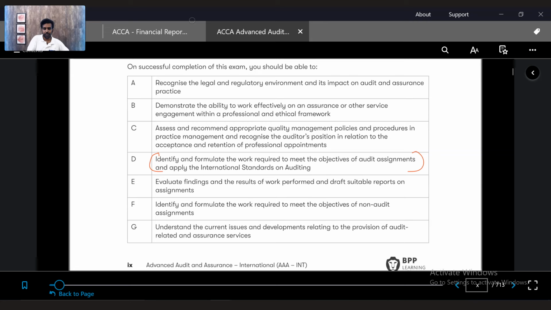And finally, group audits, which is an extension of our AA. We have not tested it in AA, so this is a completely new syllabus in AAA. Group audits is all about consolidation, financial position, consolidated statement of profit or loss. How do we audit a company that is a group entity, which has a parent as well as subsidiaries or associates? How does an auditor approach a company which has multiple subsidiaries spread across various parts of the world? That also we need to learn in this particular part.